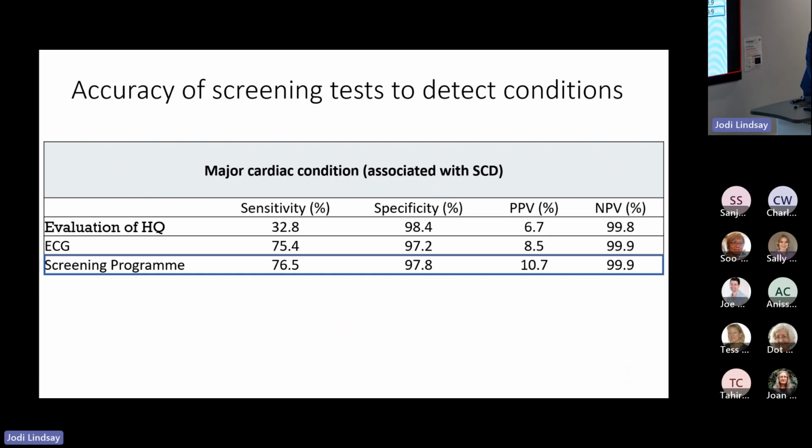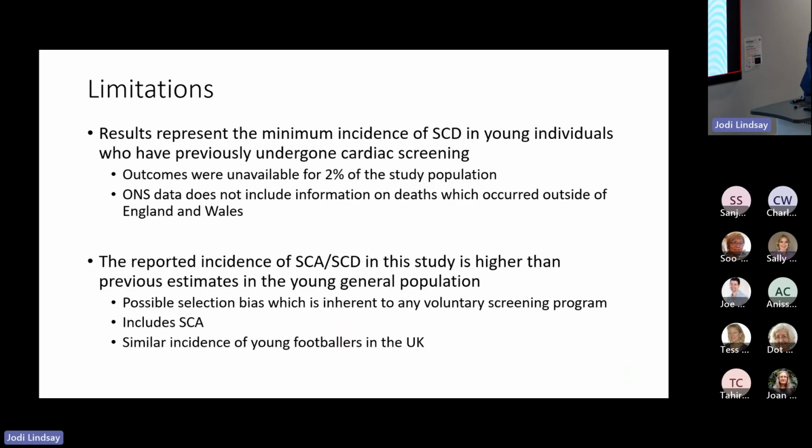And in terms of looking at the accuracy of the screening test, based on our data for identifying a major cardiac condition, it gave a sensitivity of about 77% with a good specificity, a positive predictive value of 10%, which is roughly what other screenings have produced, and a negative predictive value of about 99.9%.